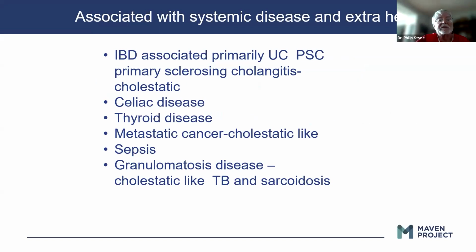Okay, systemic diseases. Again, I just mentioned IBD, celiac disease, thyroid, metastatic cancer. Metastatic cancer causing a cholestatic-like pattern could be of any source; lung, breast, pancreas are common. Sepsis, you can see some pretty significant abnormal LFTs, but these are people who are very sick, 4+ sick with sepsis. And granulomatous disease always needs to be thought of in the cholestatic patient.